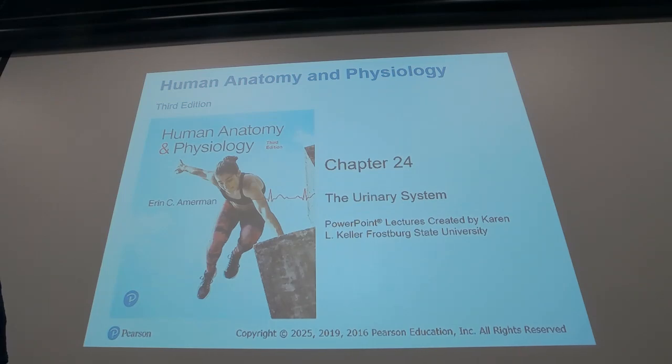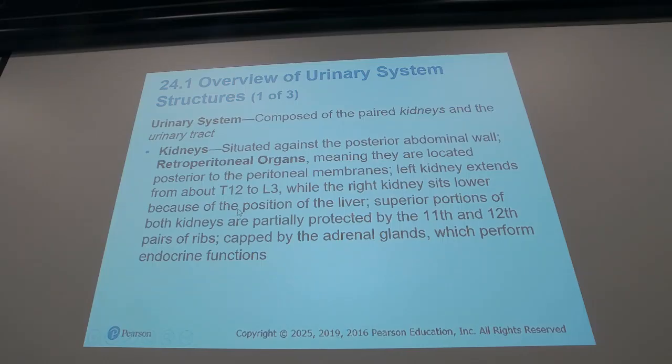So chapter 24 is about the urinary system. In the urinary system we have organs like the kidneys, urinary bladder, ureters, and urethra, and they have the common function to help us get rid of excess wastes, regulate acid-base balance, maintain electrolytes, and help us keep volume within our body.